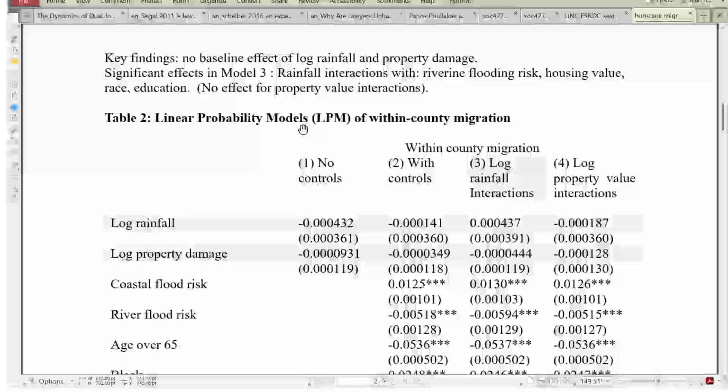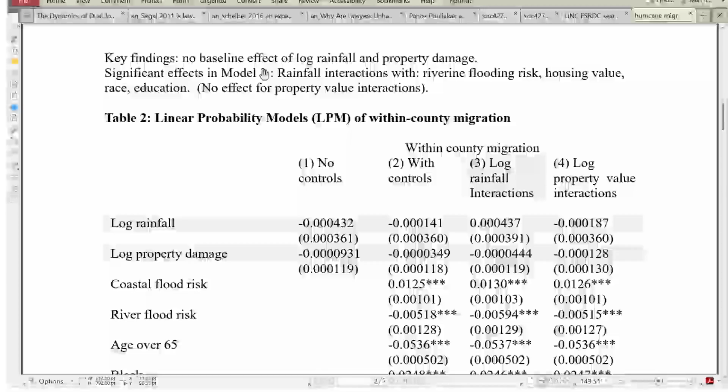Okay, so this is an LPM model of within county migration with 4 different models going across. One with no controls, then the demographic and tract characteristics, which gets at a basic propensity to migrate, and then interactions with rainfall and interactions with property values. The key findings for the within county migration are that there's no baseline effect of log rainfall and property damage on the propensity to migrate, at least as measured with this data.